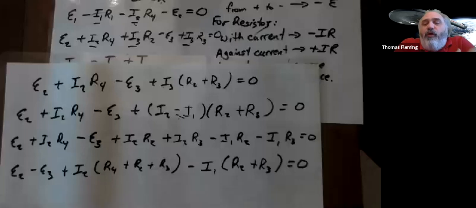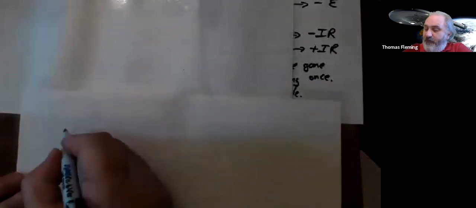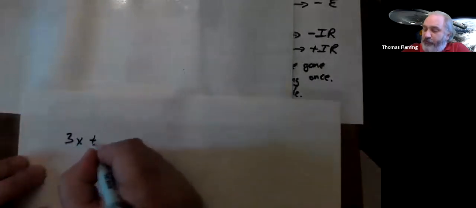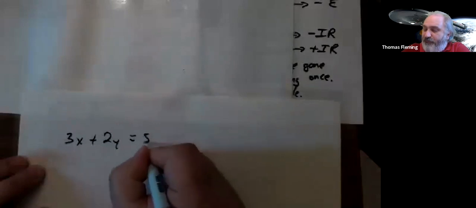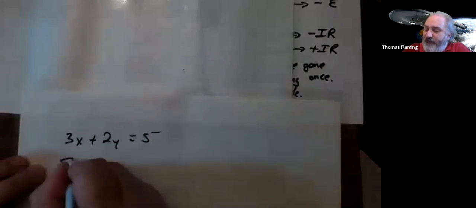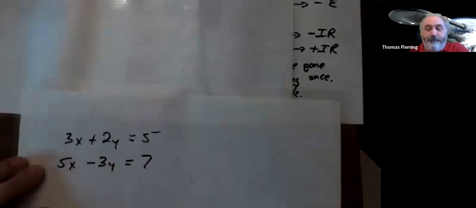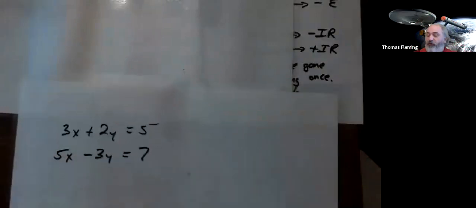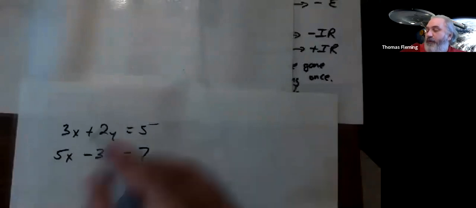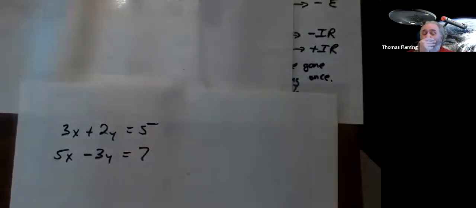Now, it looks complicated because I have a bunch of stupid letters here, but you know how to do this process because you learned it in algebra back in the day, right? You've solved plenty of problems where you had something like 3x plus 2y equals, I don't know, 5, and 5x minus 3y equals 7, right? If this was algebra class and you were solving that problem, how would you do it?